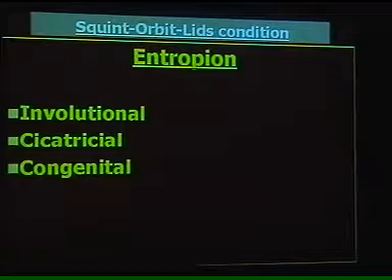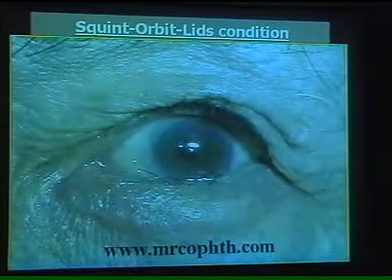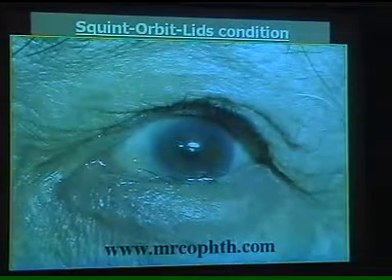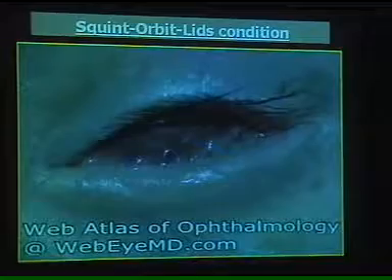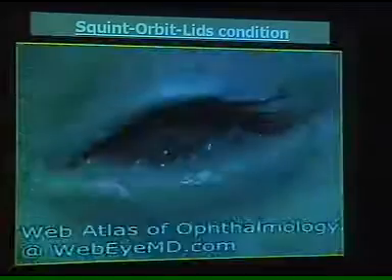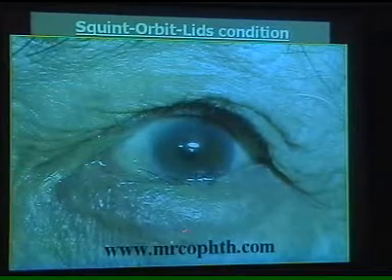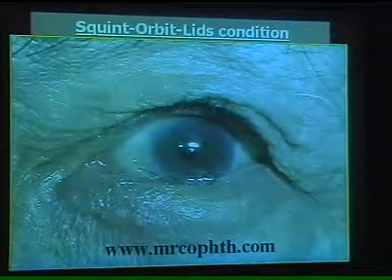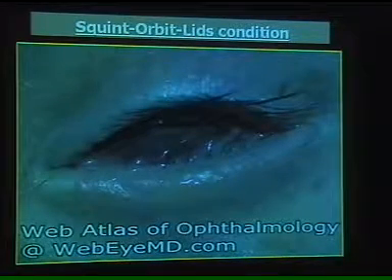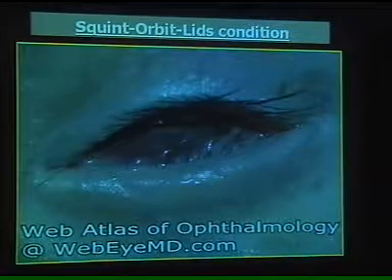Entropion is inward turning of the lids. You can see that this is the lower lid turning inside, and it's a problematic condition. Now the difference between the two: this is an old age problem, involutional, and this is a young subject. So see the force of the in-turning.